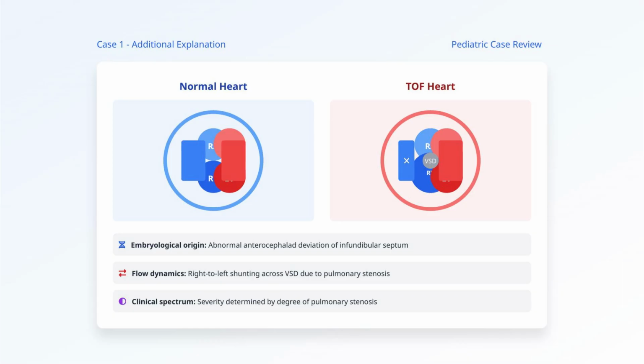This anatomical comparison shows the structural differences between a normal heart and one with Tetralogy of Fallot. Note how the single embryological defect, the anterocephalad deviation of the infundibular septum, results in all 4 components. The severity of pulmonary stenosis largely determines the clinical presentation. With severe stenosis, more deoxygenated blood shunts right to left across the VSD, resulting in cyanosis. With milder stenosis, patients may be acyanotic initially. The degree of right ventricular hypertrophy develops proportionally to the severity and duration of the pulmonary outflow obstruction. Understanding this anatomy is crucial for clinical assessment and surgical planning.